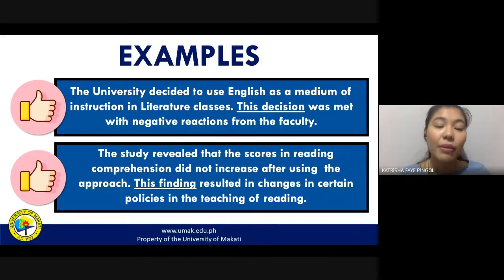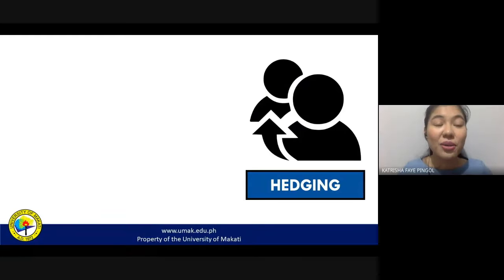Another example is the next one. So the study revealed that the scores, you are talking about this particular finding, and then on the next sentence, instead of stating it specifically, you can use a catch-all phrase, this finding.